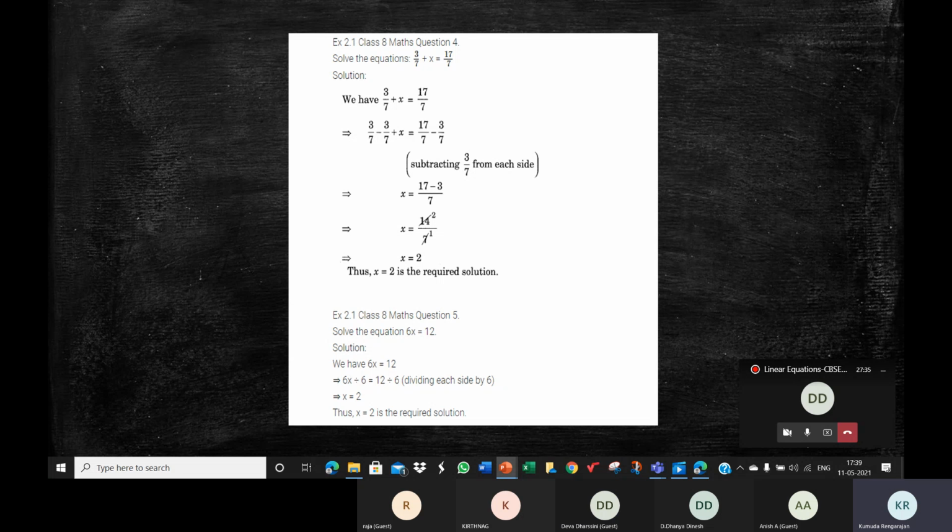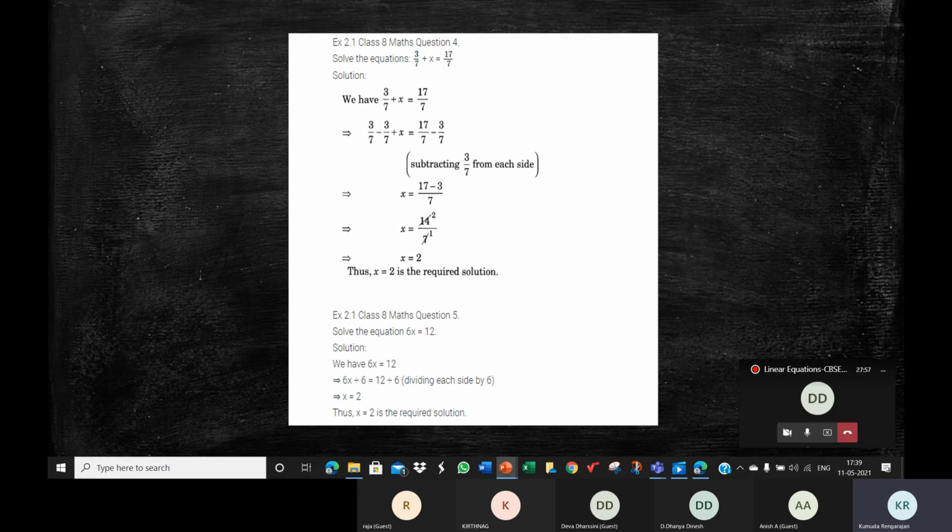6x, meaning 6 into x. The variable is on the left hand side. That's the first thing. The element present along with the variable x is 6. 6 and x are in multiplication, so the opposite effect is division. You should divide by 6 on both the sides.